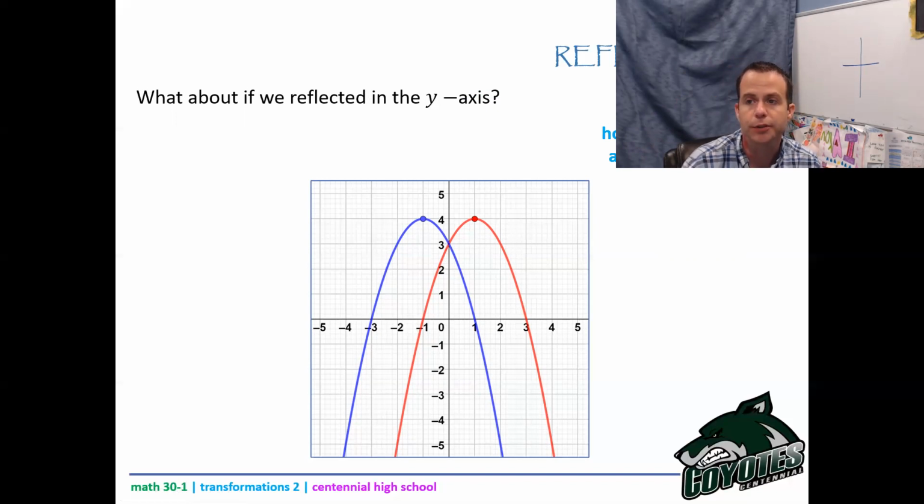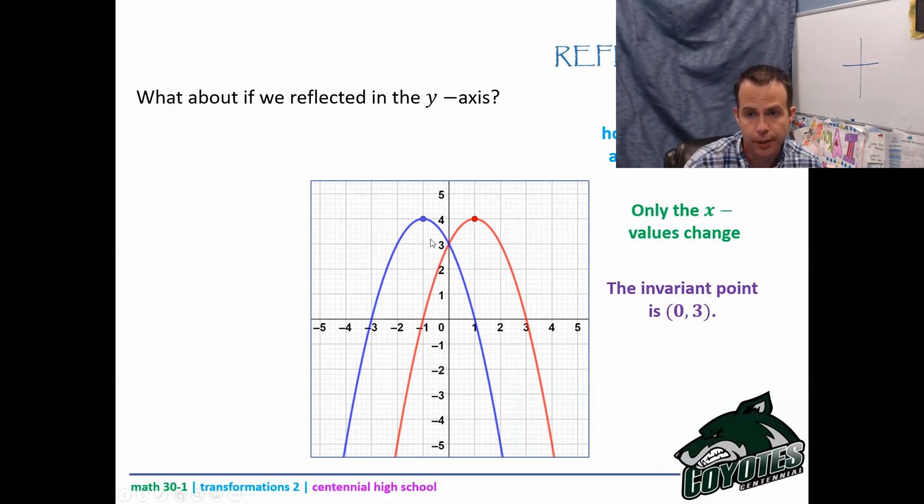Okay, so our description is a horizontal reflection about the y-axis. This time it's only the x values that are changing. The invariant point is at 0, 3. So this time the invariant point lies on the y-axis. Spoiler alert, the invariant point will always lie on the mirror line, okay?